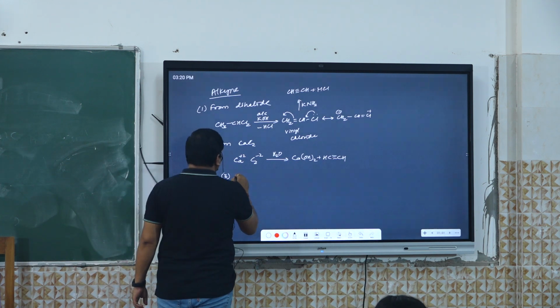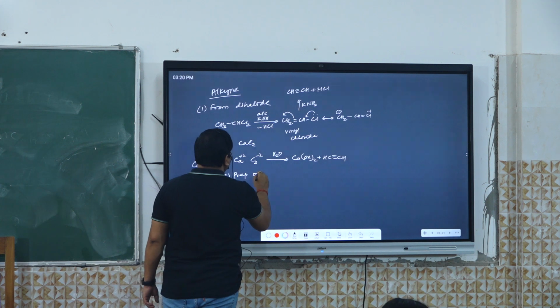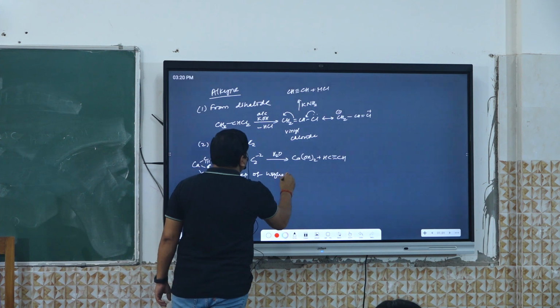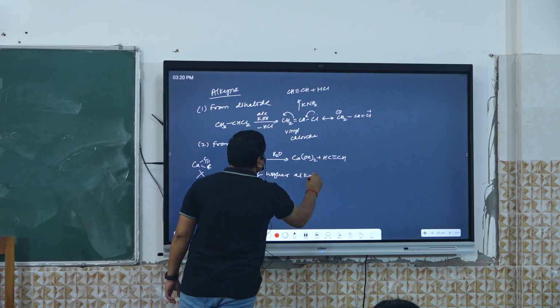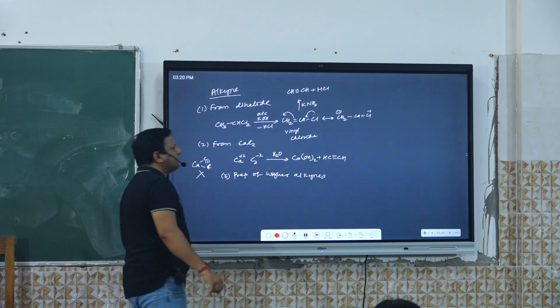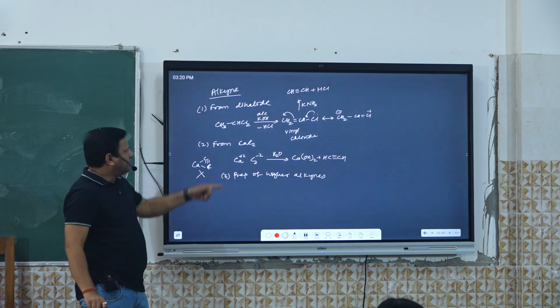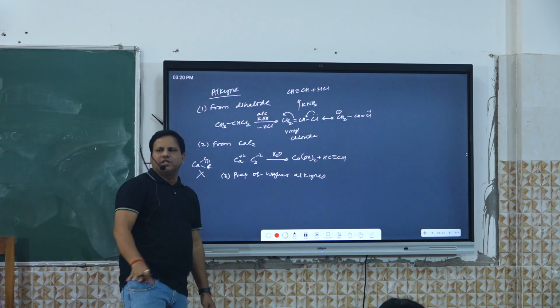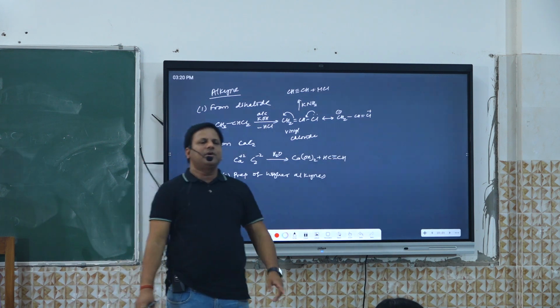Third is preparation of higher alkynes. Only acetylene is prepared by those two methods. So how do we prepare higher alkynes starting from lower alkynes? Lower terminal alkynes. Remember, lower terminal alkynes. Suppose we are taking this.